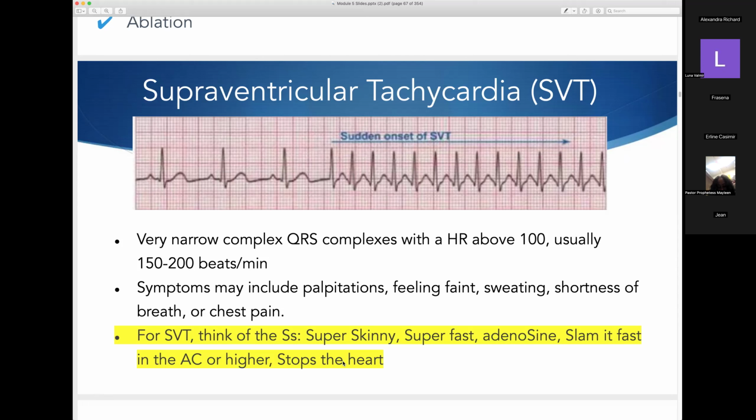You have to give it in the AC, because if you give it lower than the AC, by the time the medication gets to the heart, it will no longer be effective. And the way that it works is that it stops the heart. So you definitely want your patient laying down when they receive this medication.